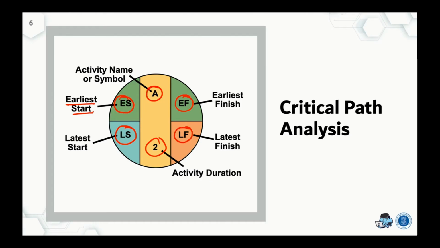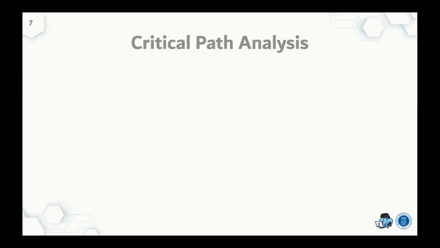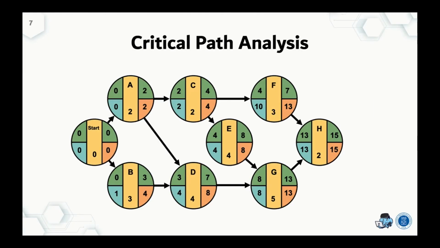So this is the symbol. So this is the representation that we will use in critical path analysis. How can we do that? First, we need to do a forward calculation, and then we return back with the backward. Let's do the forward calculation first.